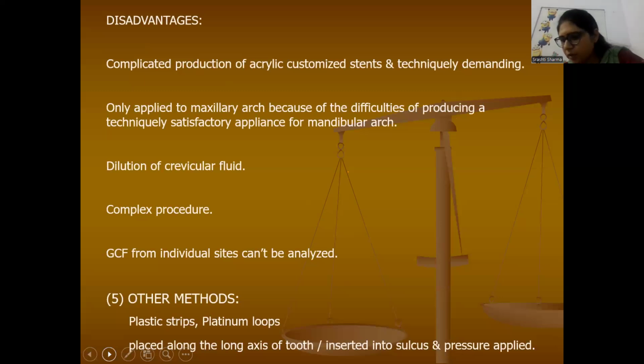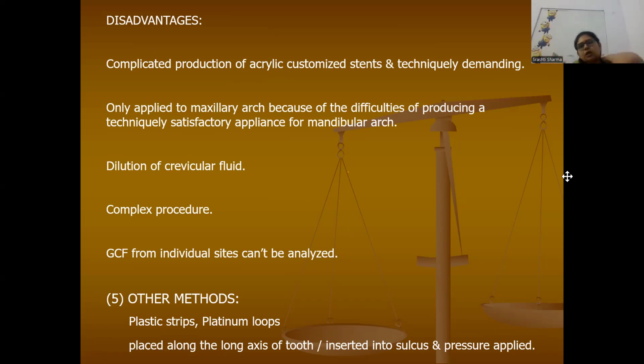So now what were the disadvantages? The disadvantages were the complicated production of acrylic customized stents, being technically demanding, and application only to the maxillary arch because of the difficulties of producing a technically satisfactory appliance for the mandibular arch. There is also dilution of trabecular fluid. It was a complex procedure, and GCF from individual sites cannot be analyzed.